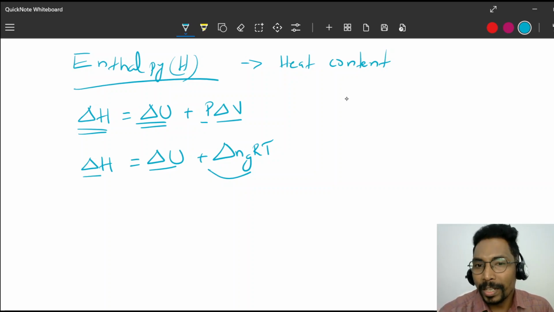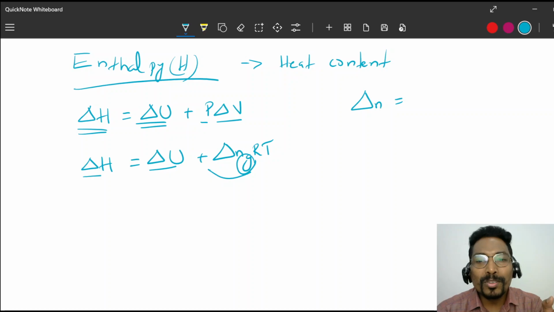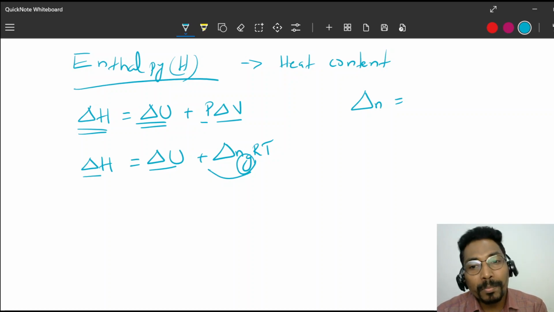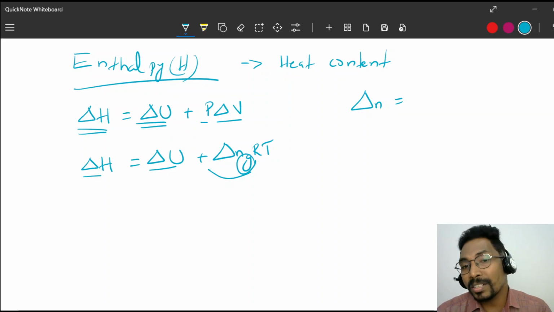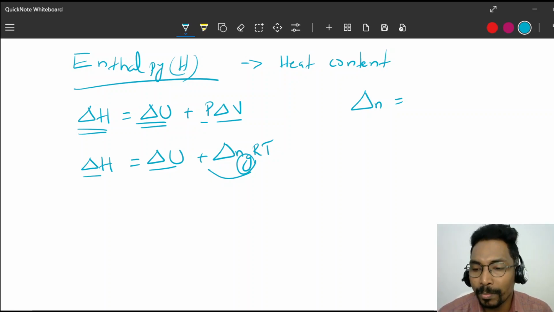Okay, so I think you know that delta N is the change in number of moles, and what this g indicates, that is gaseous. So number of moles of gaseous products minus number of moles of gaseous reactants. Okay, very important. Delta N calculation is very important. So we can take one example.